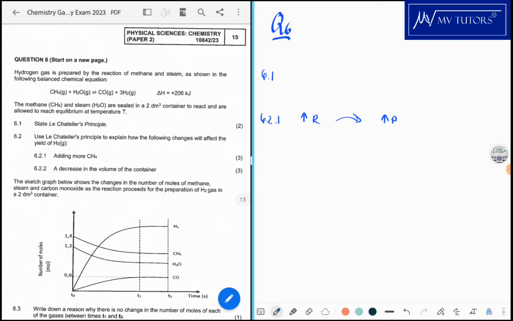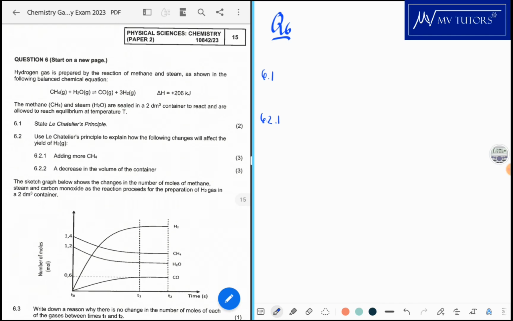So adding more methane will increase the concentration of methane. Then the forward reaction will have to be favored, meaning that the products will increase, and as a result, the hydrogen will increase, so the yield will increase. Okay, so for 3 marks, how am I going to write that properly?